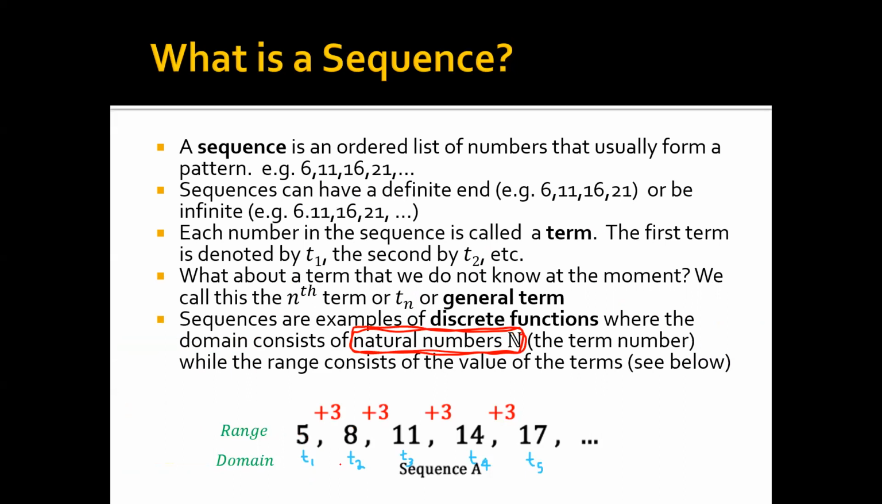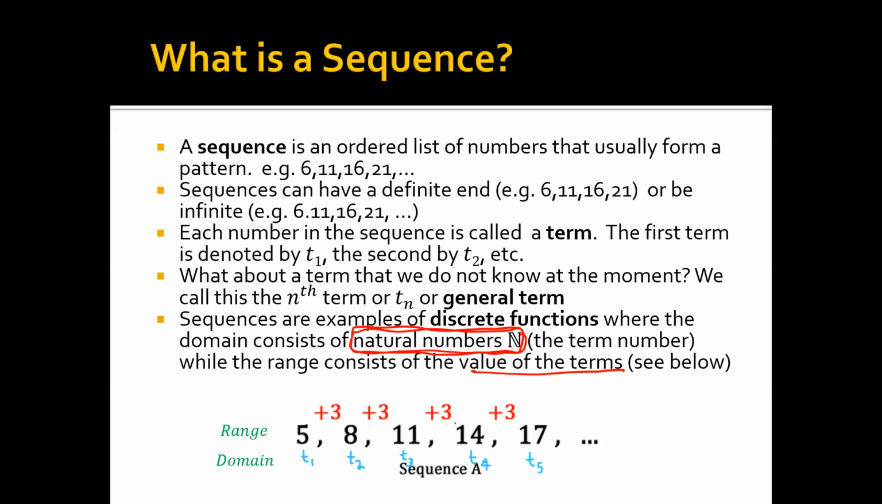So 1, 2, 3, and so on, right? And including 0, by the way. We also include 0, and we'll talk a little bit more about that. And then the range is going to consist of basically the value of the term. So for example, this one right here, this pattern of 5, 8, 11, 13, 14, 17, so on.